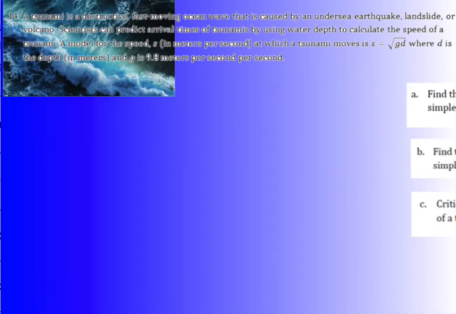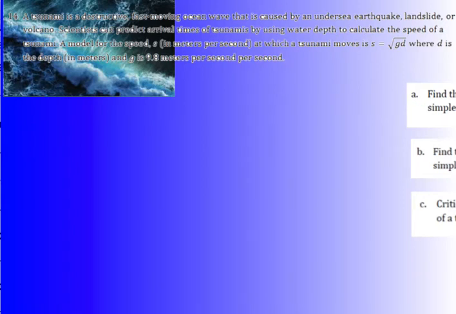Now, let's take a look at this problem here. It says a tsunami is a destructive, fast-moving ocean wave caused by an undersea earthquake, landslide, or volcano. Scientists predict the time of tsunamis by using water depth to calculate the speed of a tsunami. The model for speed s in meters per second at which a tsunami moves is s equals the square root of gd, where d is the depth in meters and g is 9.8 meters per second squared.